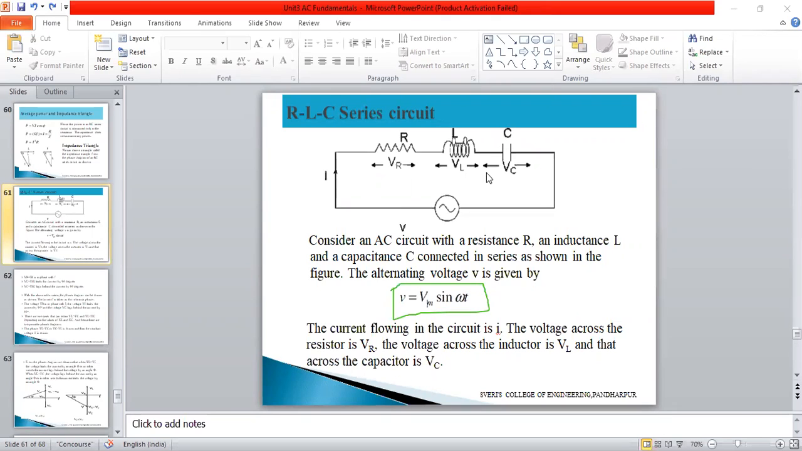And the third condition is very important here. If VL equal to VC, VL minus VC will become 0. The circuit will act as only a resistive circuit here. So how many conditions are there? Three conditions, depending on the inductance and capacitance. If VL is greater than VC, then it acts as RL. If VC is greater than VL, then RC circuit, and if VL equal to VC, then it will become an R circuit only.